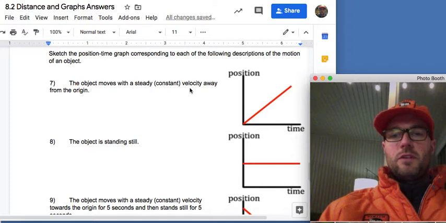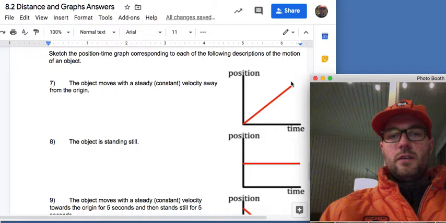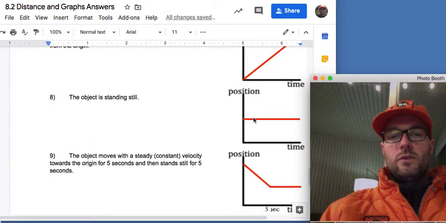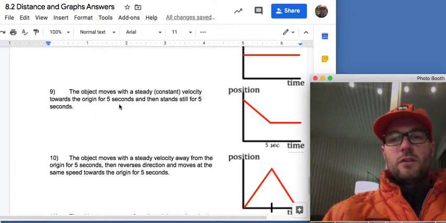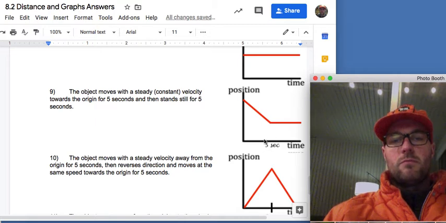The object moves at a steady constant velocity away. Constant velocity, moving away, so position's going up. Standing still, once again, flat line, position's not changing. Number 9 gets a little trickier. Now it's moving at a steady rate towards the origin, 5 seconds. Notice how we have the 5 seconds marked. And then flat line, because we're standing still again.